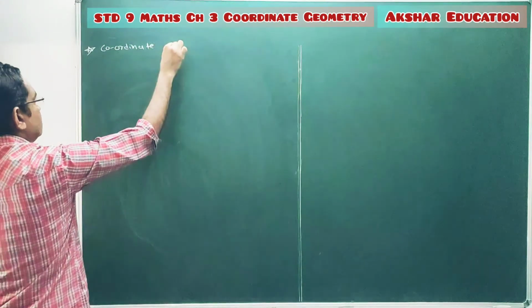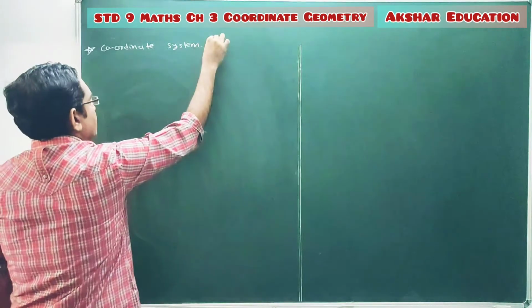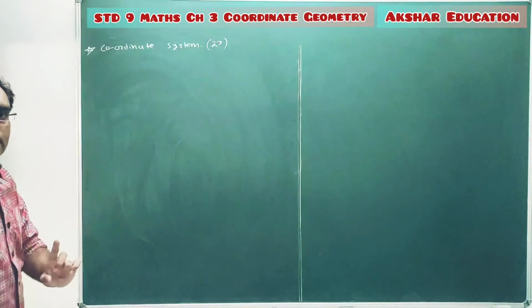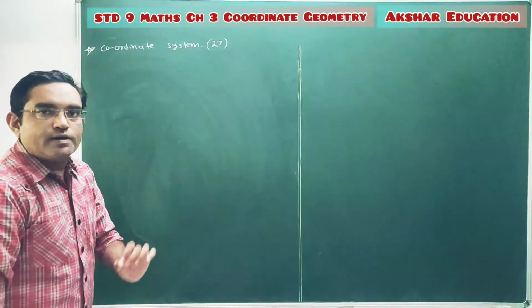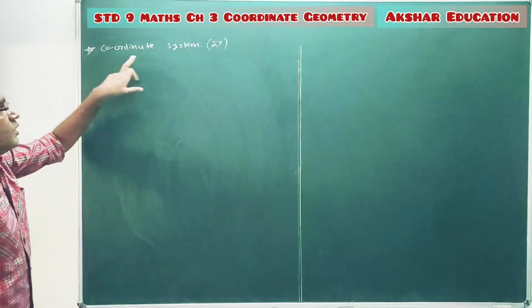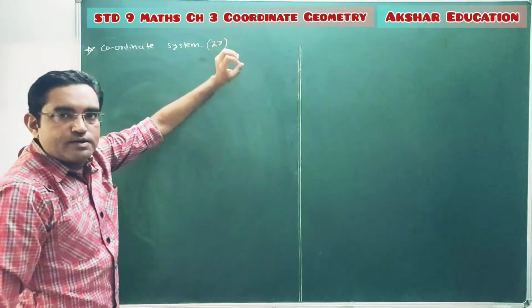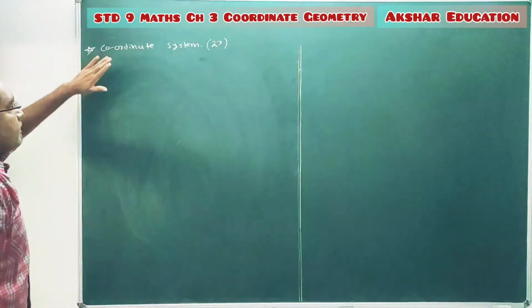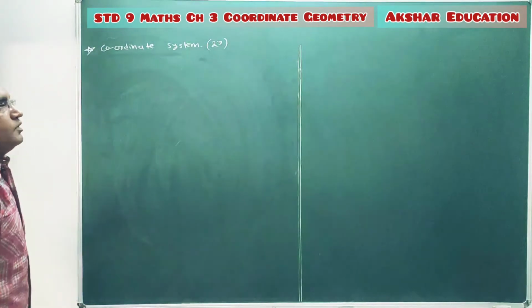Coordinate system. So what is this coordinate system? Here we have to discuss the two-dimensional coordinate system. We have studied the one-dimensional coordinate system, that is our number line. Our number line is nothing but the one-dimensional coordinate system. Now we have to discuss the two-dimensional coordinate system, and we will discuss the three-dimensional coordinate system in our 11th science. Clear, students? So today our topic is the coordinate system, that is, the two-dimensional coordinate system.